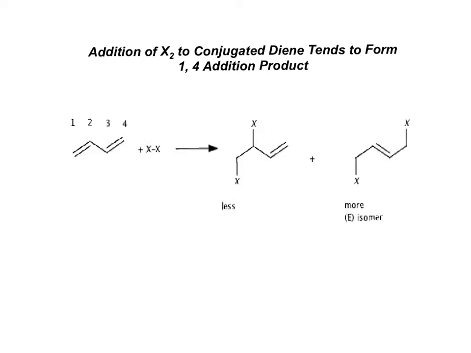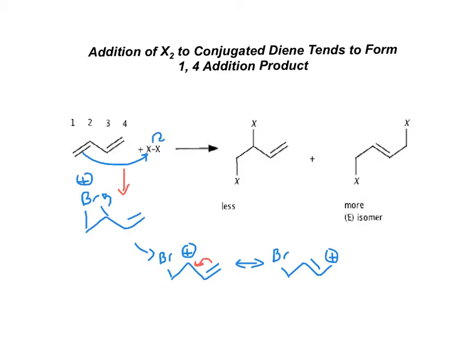Electrophilic addition of a halogen to a conjugated diene tends to form the 1,4 product rather than the 1,2 product. So this suggests that the bromonium ion intermediate has some carbocation character. This is good organic chemistry skills practice.